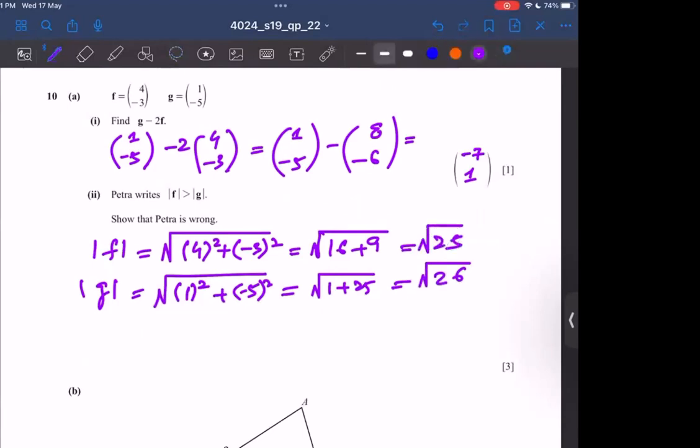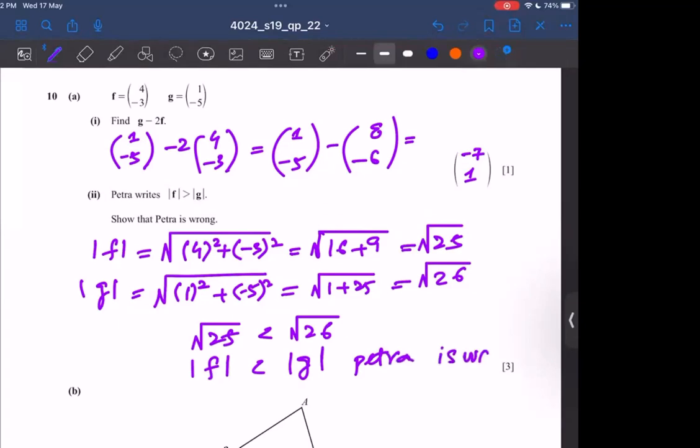So you can see f modulus, I've deliberately written this 5 as root 25. Why? Because I can compare these two values accurately now. I know root 25 is less than root 26. So the modulus of f is less than the modulus of g. So Petra is wrong. Or you can use the calculator to find out the value in decimal as well. Root 25 is 5, root 26 is 5 point something. So you can easily get the answer.